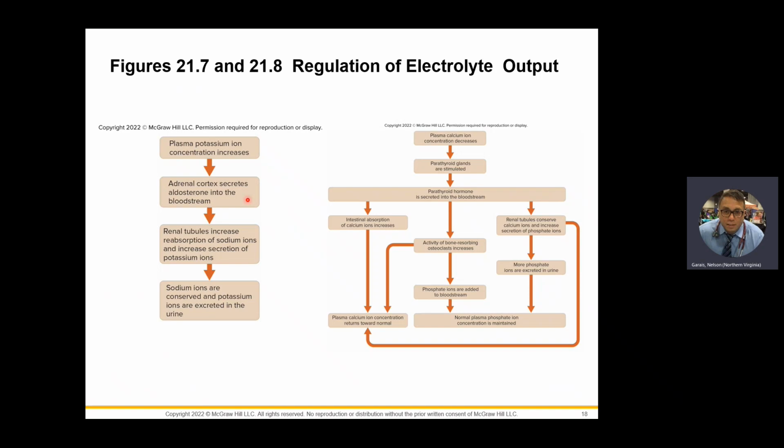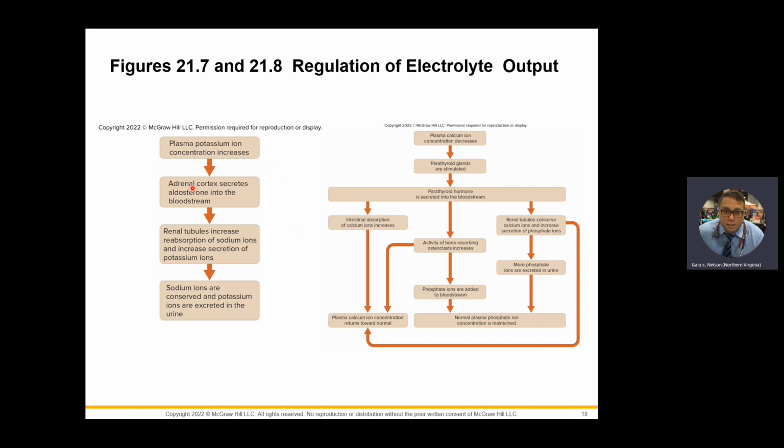So what do we have to do? Remember the sodium potassium ATPase pump? Hint, hint. We're about to see it in action. Adrenal cortex secretes aldosterone. Makes sense. Why are my adrenals right next to my kidneys? Because it's part of the RAA system.